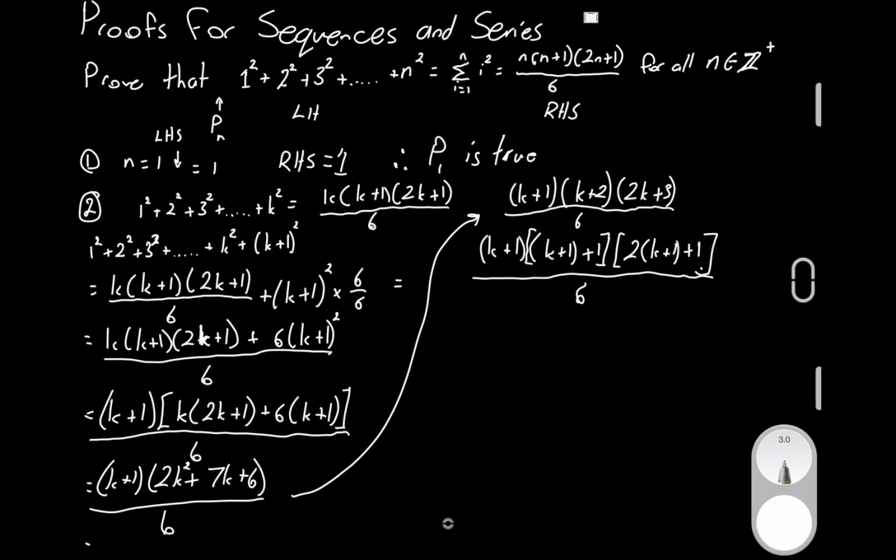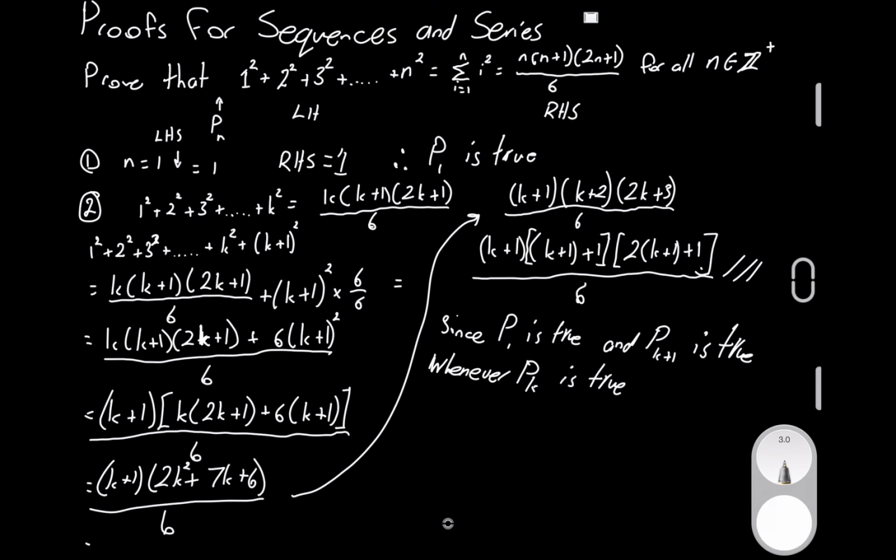So once we've gotten to that step, we can then say, well, since P1 is true, and P k plus 1 is true because we've just found that, whenever Pk is true, that means, therefore, Pn is true for all integers n, or all positive integers n. And that's our principle of mathematical induction.